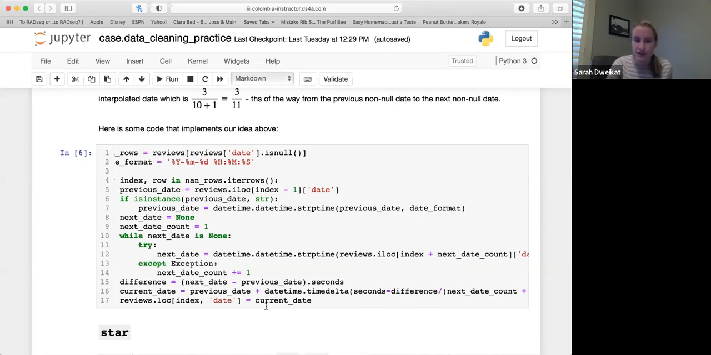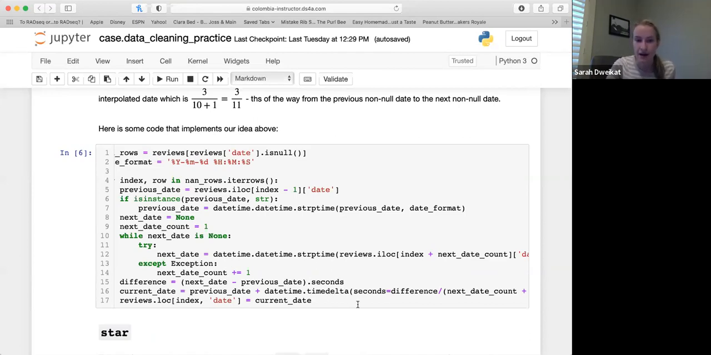So what we want to do is find the difference, because remember when I gave the example of, let's say, we have 10 minutes and we have 50 minutes and we have a block in between of missing values that we need to fill in, we would take that 50 minus 10 minutes. So that's what we're doing here: we're taking next date, whatever date we found and converted to date time, minus the previous date, and then dot seconds converts that to seconds. So we want to find that difference in seconds.